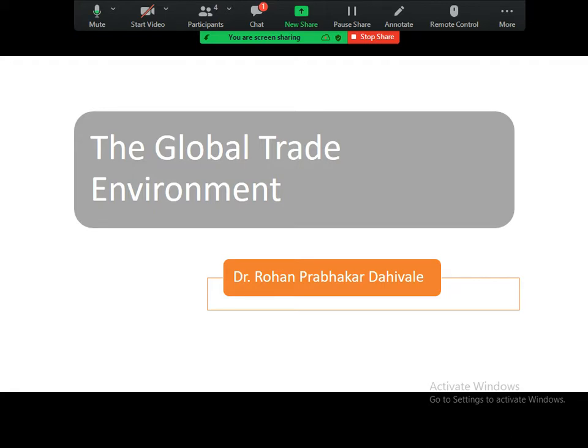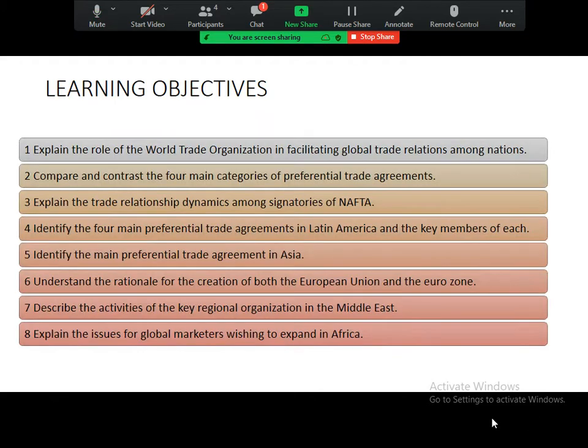Okay, so the global trade environment. Dr. Rohan Prabhakar Devale welcomes you all. So, learning objectives for today's session: we will explain the role of the World Trade Organization, that is WTO, in facilitating the global trade relations among all the nations.